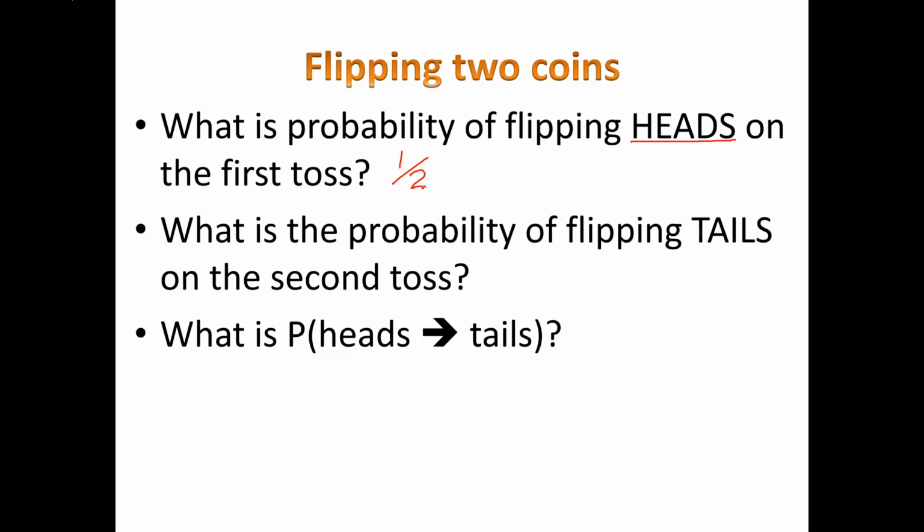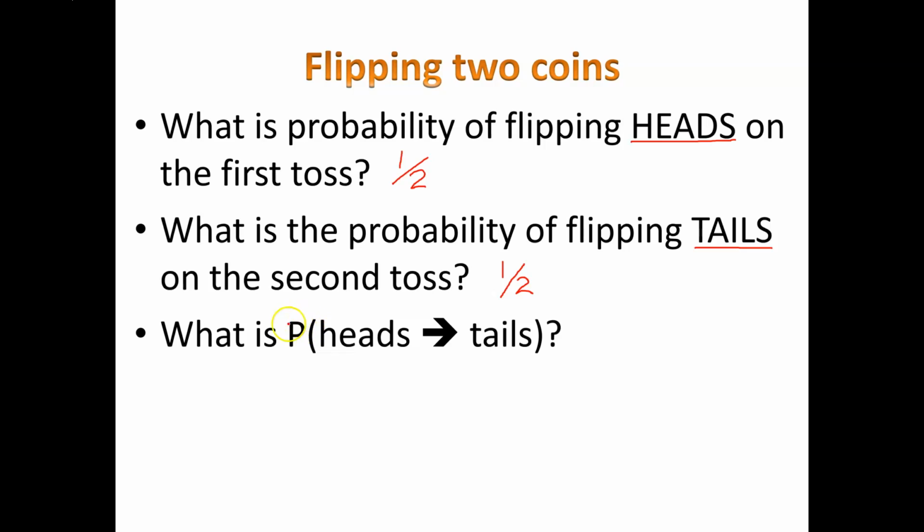Then we're going to take that same coin. We're going to flip it a second time. This time, we want tails. Still the same coin, so we still have 2 possible results. We win if we get tails this time. There's only one way that can happen, so our probability of flipping tails on the second toss is also 1 out of 2. So, what is the probability of flipping heads and then tails?